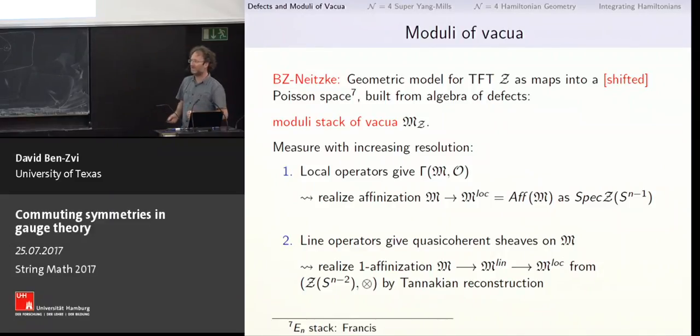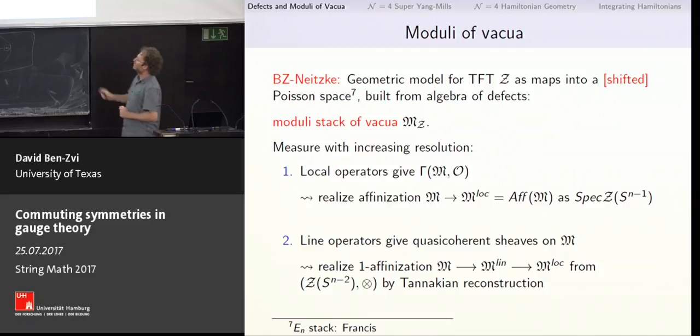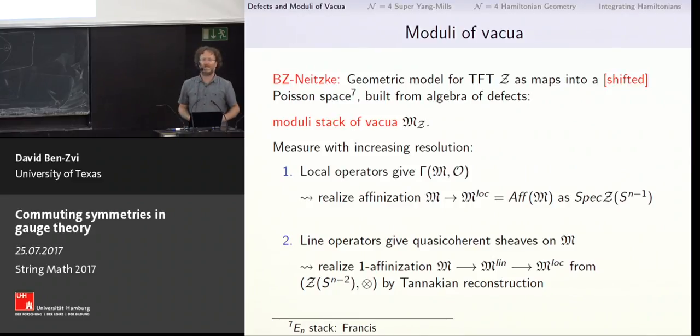Again, as a side comment, the real context in which these spaces live is in some mildly non-commutative form of derived algebraic geometry, this kind of E_n algebraic geometry, which is developed in John Francis's thesis. So that's a place where these guys naturally live. But I'm going to just think of them as varieties. Okay, so that's what you can get out of local operators.